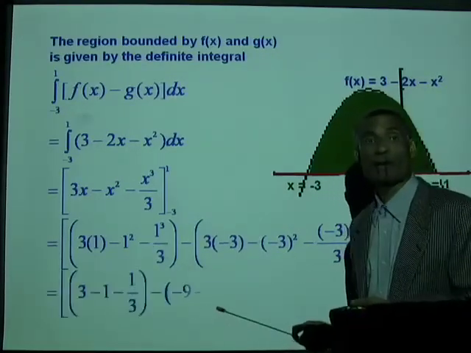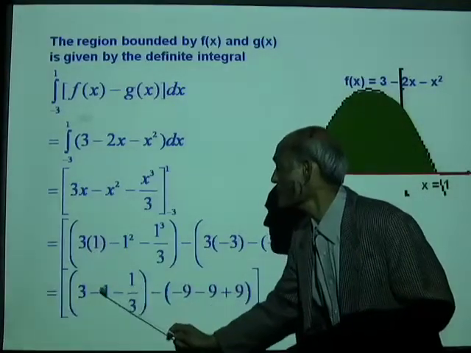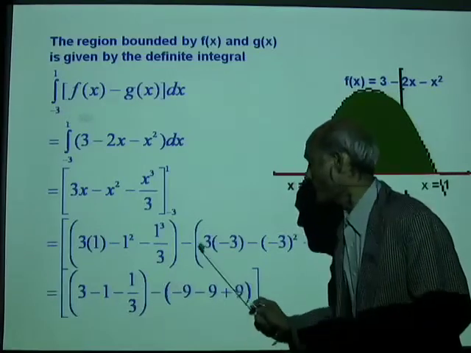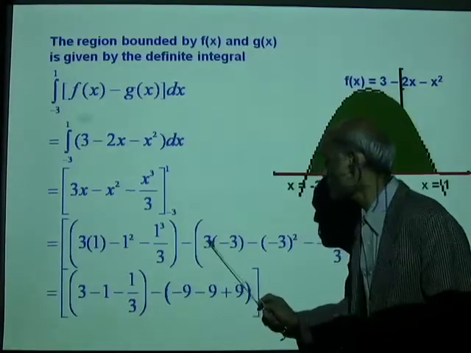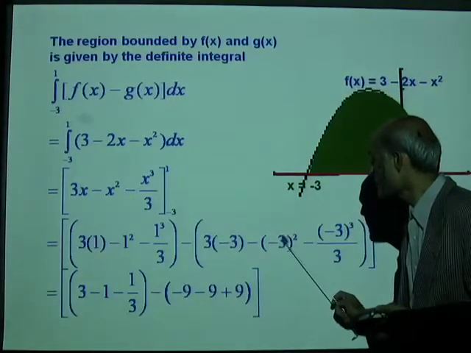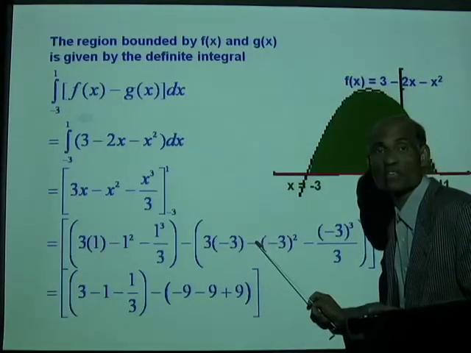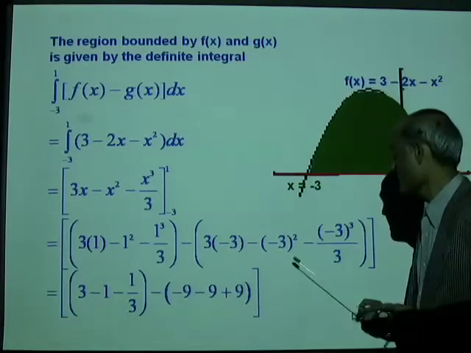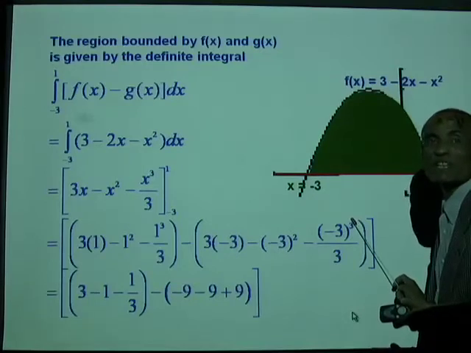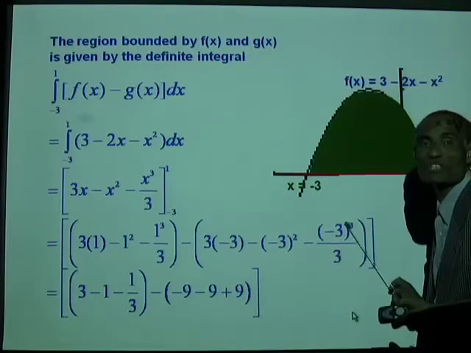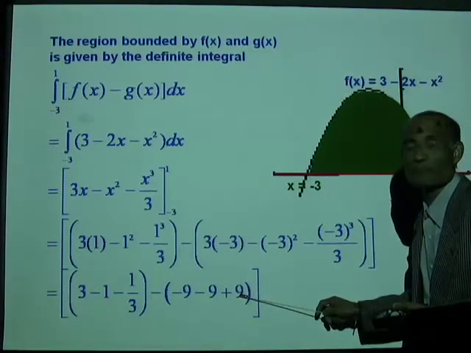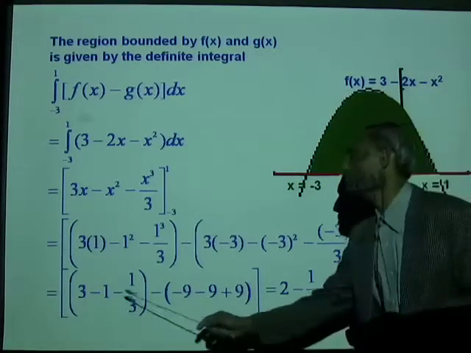Alright, let's simplify that. That will be 3 minus 1 minus 1/3, minus, that is that negative sign. 3 times -3 is -9. -3 squared is +9. With this negative sign would be -9. And -3 cubed is -27, divided by 3 is -9. With this negative sign would be +9. And that makes no problem there.